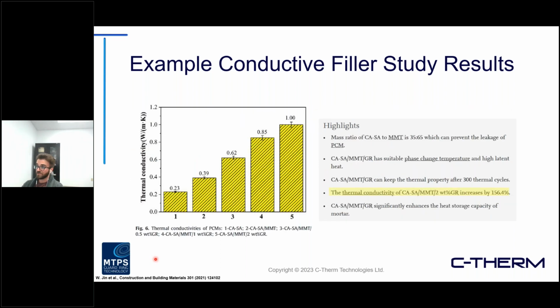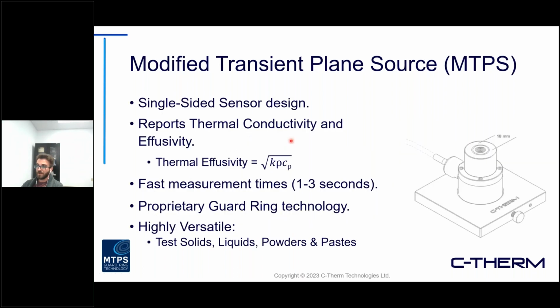Similarly, here we look at another filled system. This was a PCM-based system, again, from a few years ago. But again, kind of a clear trend here as you introduce different fillers, different additives into the system. And in this case, they actually looked at multiple additives in more of a synergistic manner. We see a net increase in performance as well. And again, this was all done using the MTPS.